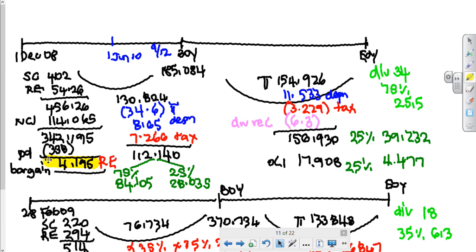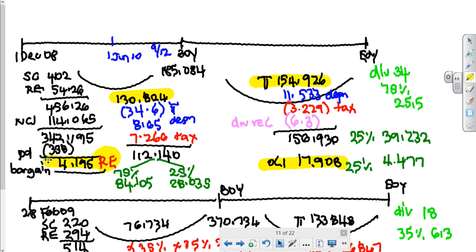That bargain of 4195 is before beginning of year. It's going to land up in retained earnings. We mustn't forget to add it in. It's profit. Then the movement in retained earnings to beginning of year was 130,824. Current year profit 154,926. OCI 17,908. Straight off the trial balance.